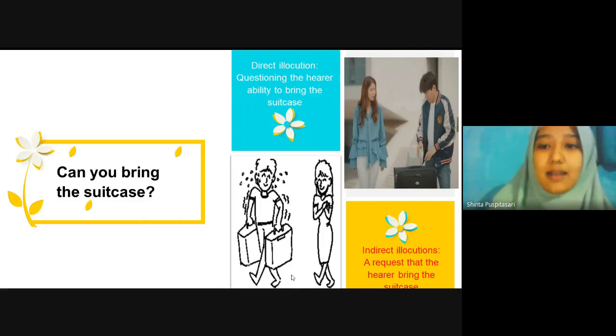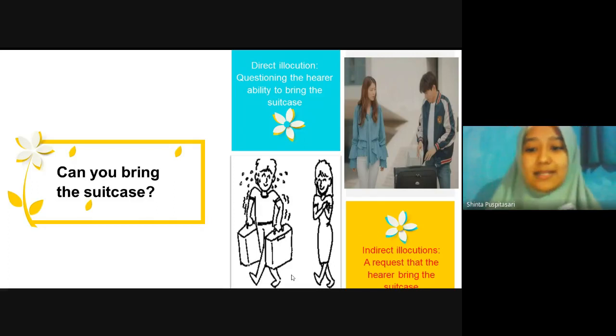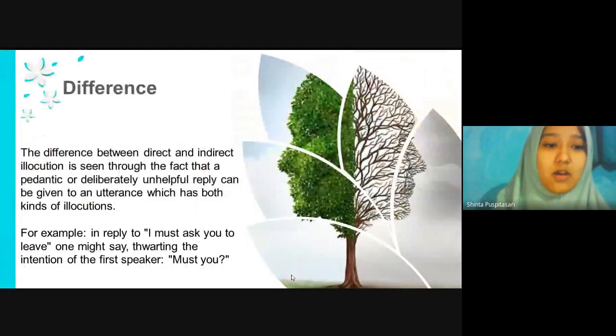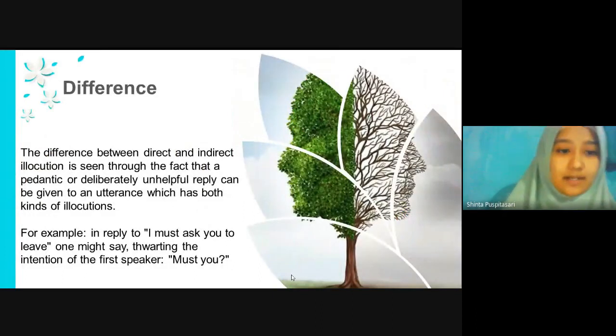And then according to indirect illocution, that question is a request that the hearer bring the suitcase. So in indirect, the aim of the speaker is not just to ask for help, but here the speaker expresses other expressions such as instructing the hearer or commenting to the hearer. This is the difference between direct and indirect.